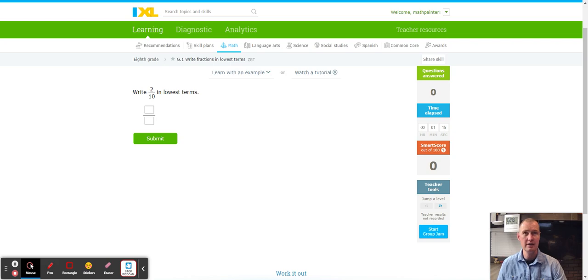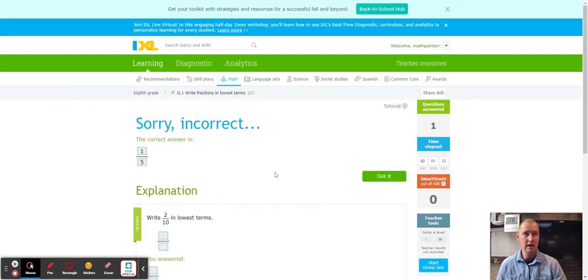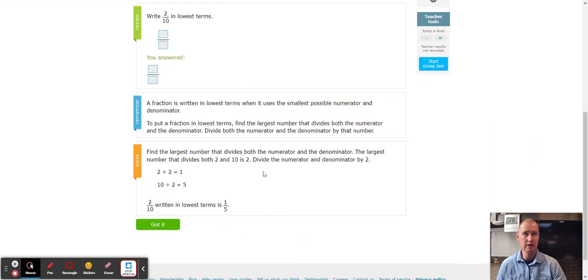Today we're working on IXL G.1, writing fractions in lowest terms. Before we get started, the easiest way to figure out how to do these is to go ahead and get it wrong. And when we get the first one wrong, we can take a look at some of the examples they have here.